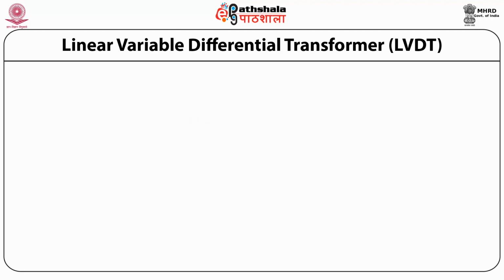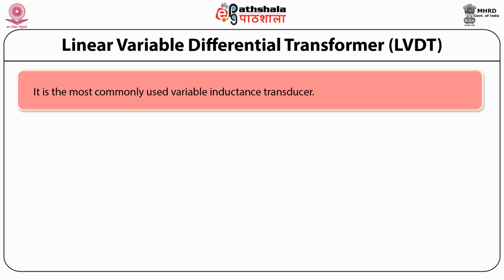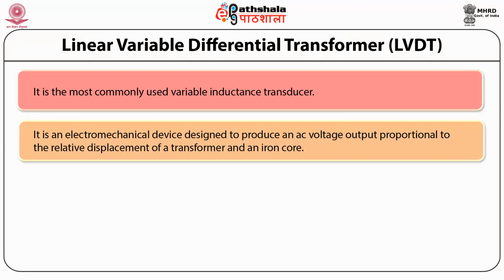Let us now discuss the linear variable differential transformer, LVDT. It is the most commonly used variable inductance transducer. It is an electromechanical device which is designed to produce an AC voltage output proportional to the relative displacement of a transformer and an iron core.